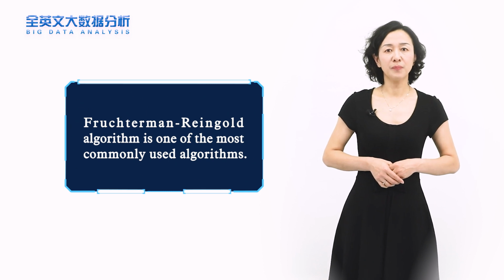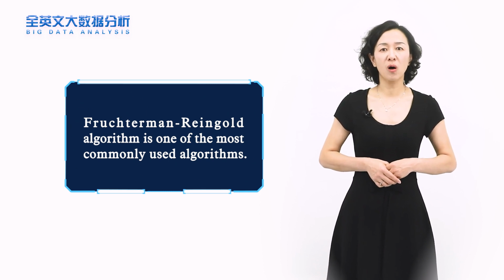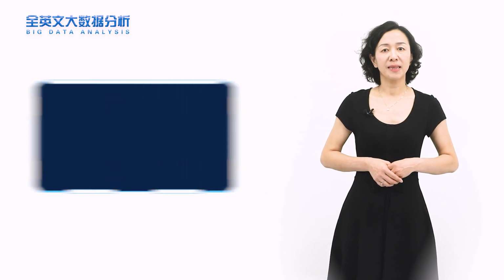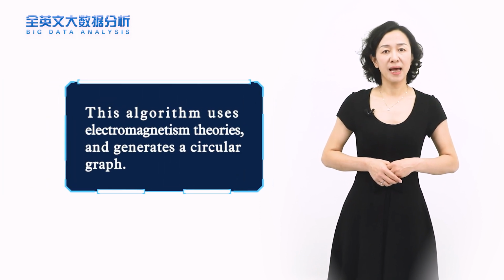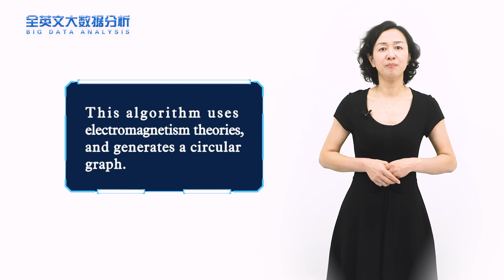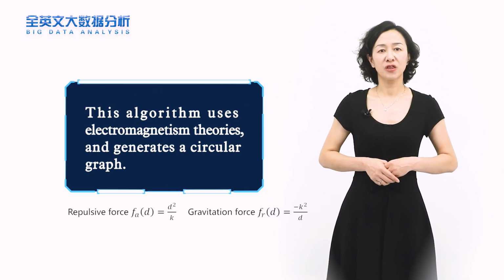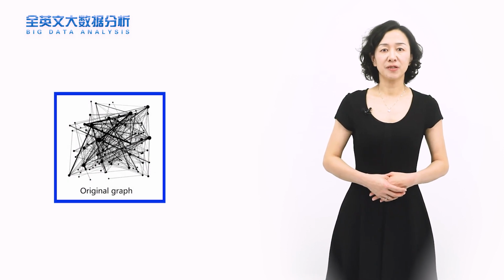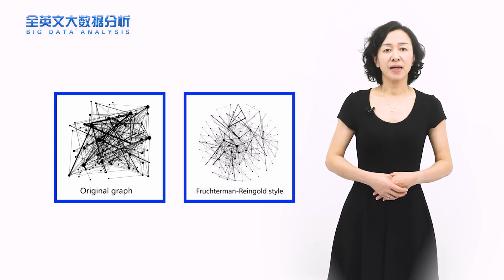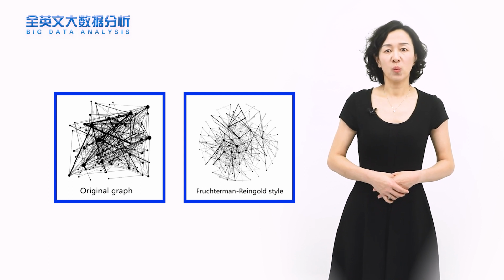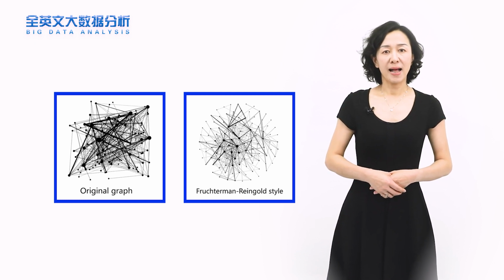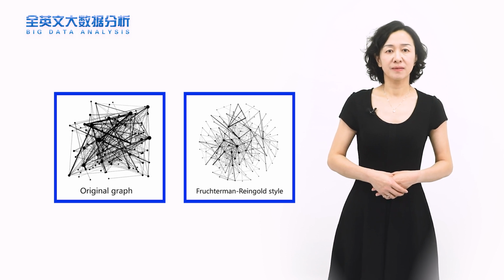Fruchterman-Reingold algorithm is one of the most commonly used algorithms. This algorithm uses electromagnetism theories and generates a circular graph. This picture on the left is the original graph, and the picture on the right is the Fruchterman-Reingold style, which is more aesthetically pleasing.